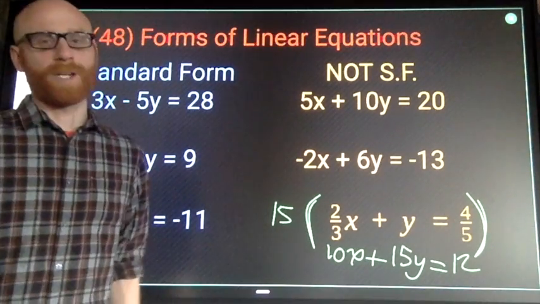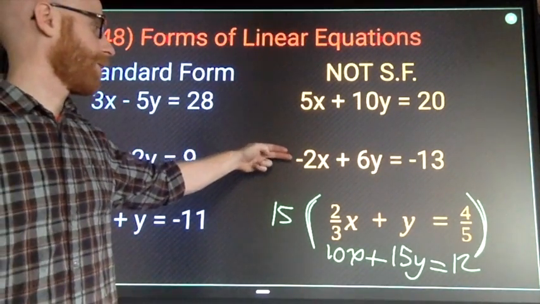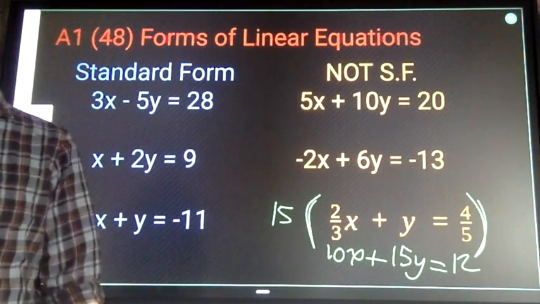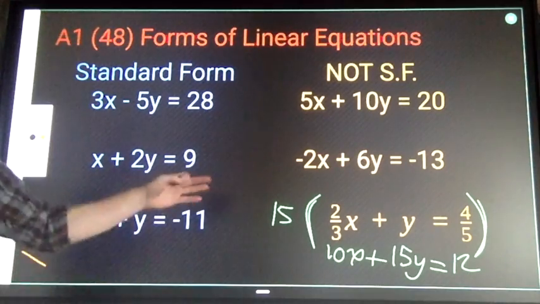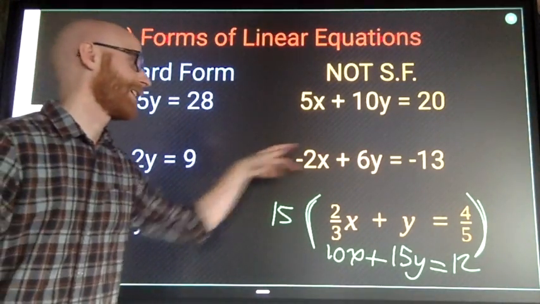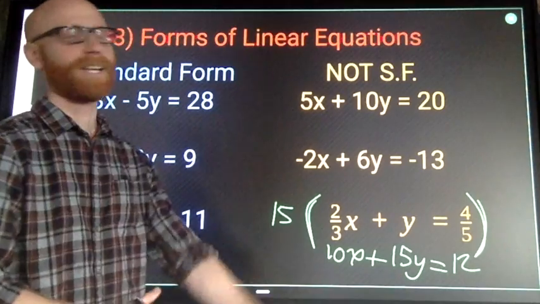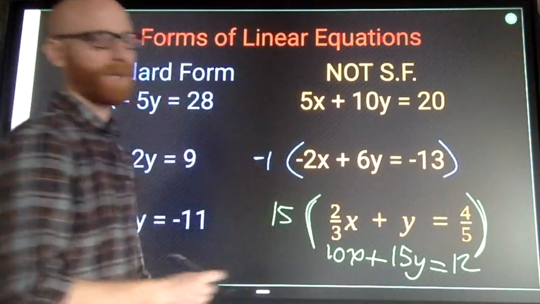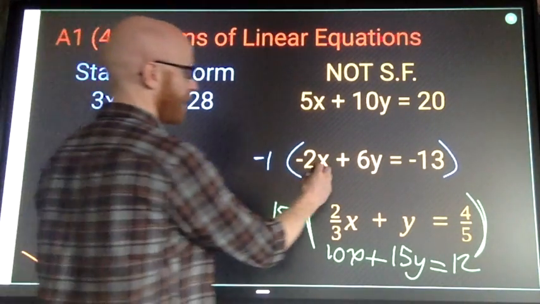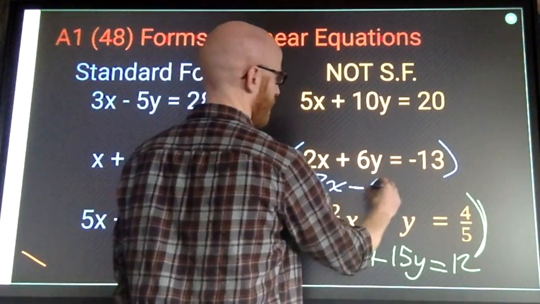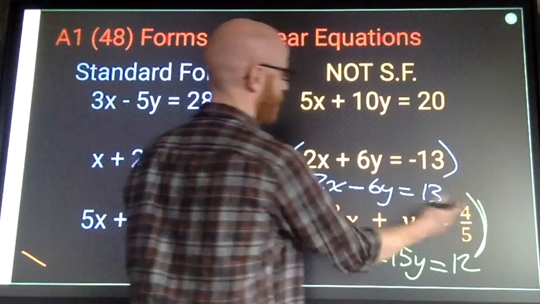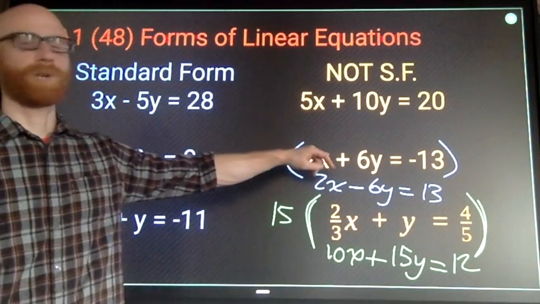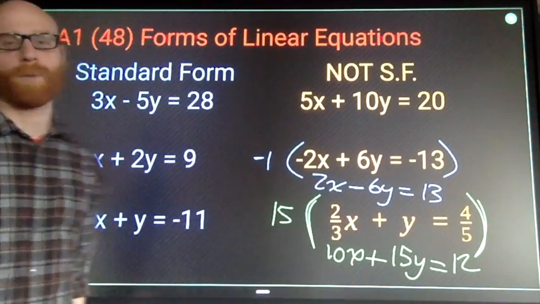This guy up here, what stops it from being in standard form? The leading coefficient. The coefficient of x must be positive if you're going to be in true standard form. So, the way I could take this and move it into standard form is, again, I can multiply through by something. All right, if I multiply everything by -1, we'll have 2x's minus 6y's equals positive 13. That blue equation would be the same as the equation above it, just in standard format.